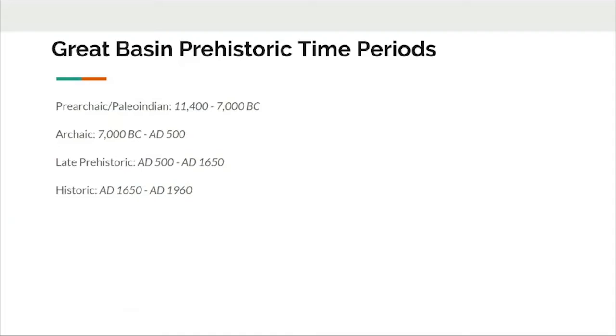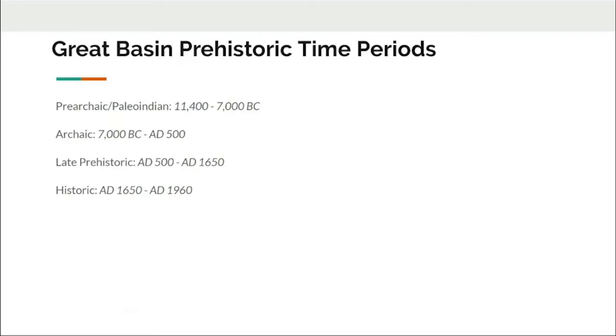Paleo-Indian period, or the Prearchaic, as I will refer to it in this presentation, was generally about 11,400 to 7,000 BC, basically meaning that it occurred 13,000 to 9,000 years ago. There's a lot of debate on when humans first came to the Americas. There's been archaeological sites dated to around 15,000 years old in South America and Idaho. Most archaeologists likely assume that human occupation of the Americas goes as far back as 20,000 years, but this is the general date range for early occupation in the Great Basin.